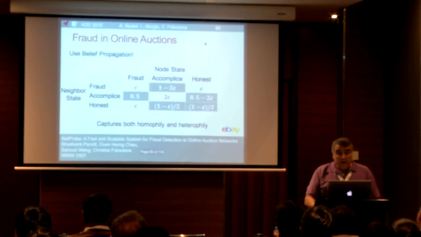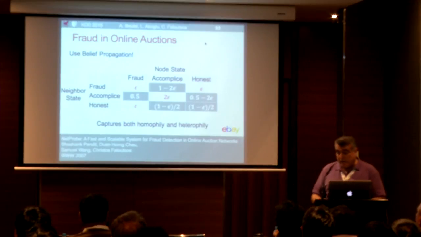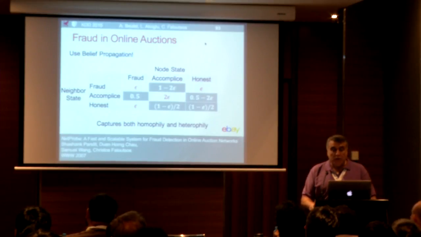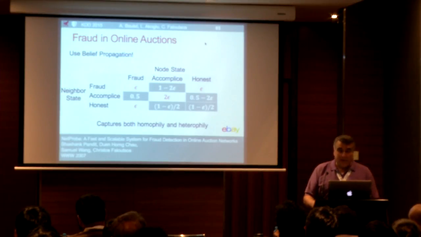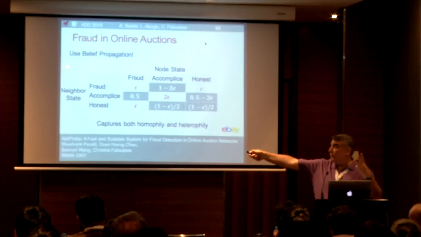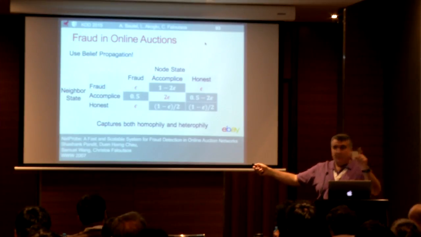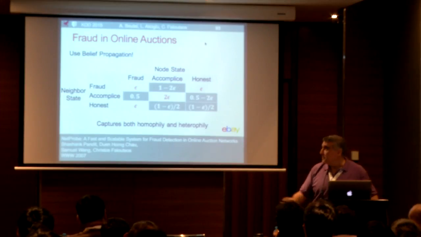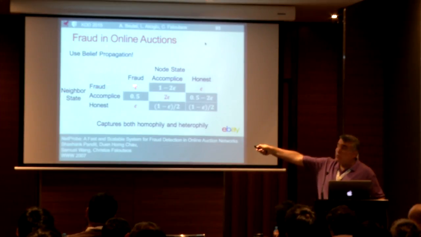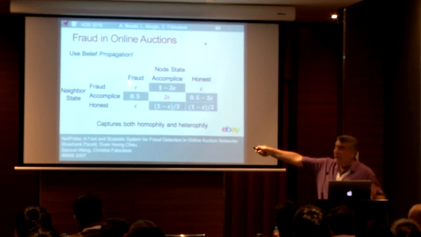The idea is to use belief propagation with probably the only matrix we have seen so far that is neither homophily nor heterophily, right? This matrix says we have 3 types of users, and as somebody asked before, this matrix is given by observation, by us, right? So fraudsters never talk to fraudsters. It's expensive. Why bother?